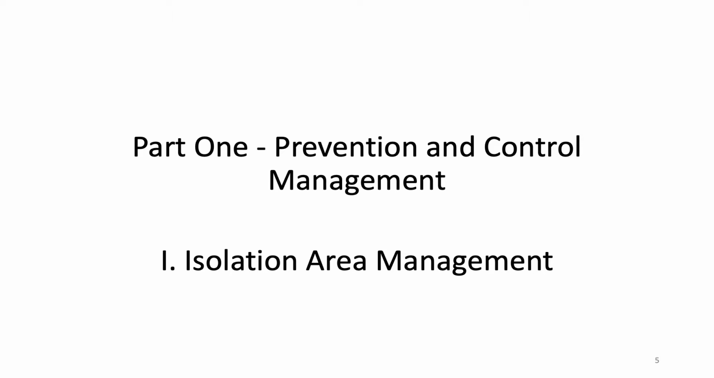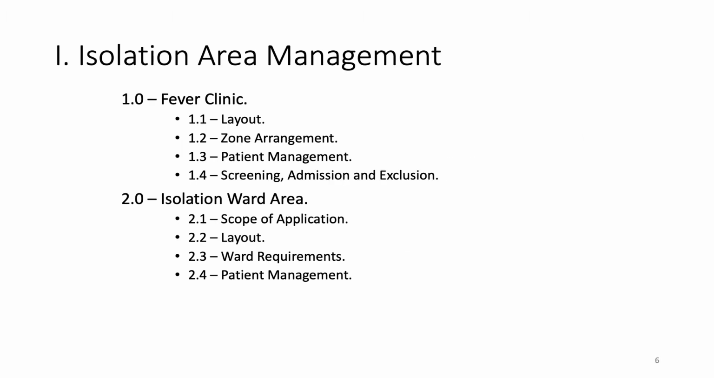So part 1 of the handbook and the first section is isolation area management. And isolation area management is itself subdivided into 1.0 fever clinic, talking about layout, zone arrangements, patient management, screening, admission and exclusion, and 2.0 isolation ward area, talking about scope of application, layout, ward requirements and patient management.